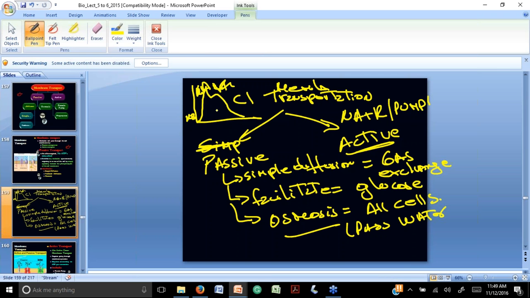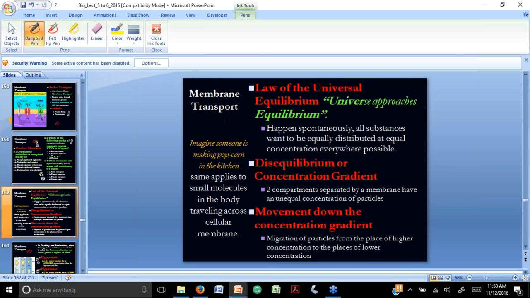Without this, we cannot have it. So how is that happening? With a sodium-potassium pump. They are going to use energy to bring the sodium inside the cell. That's why this active sodium-potassium pump is so important. Okay? All right, so let's keep going.